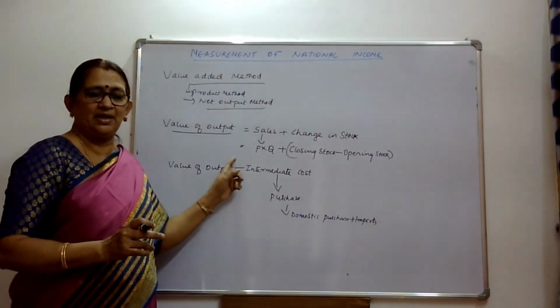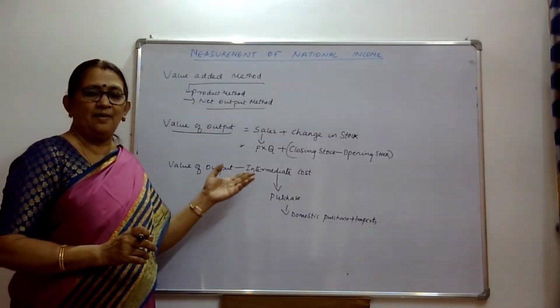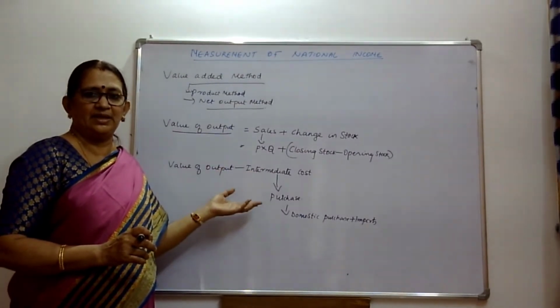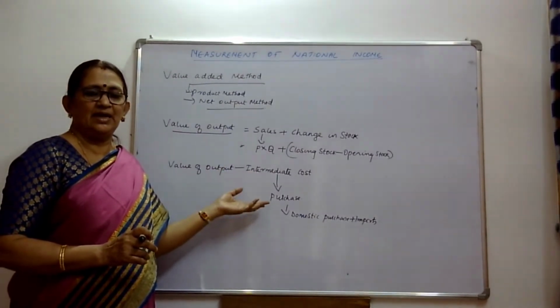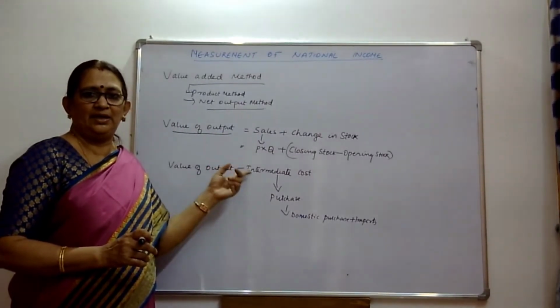And sometimes intermediate consumption won't be given directly. It will be given as purchase from within the country or domestic purchase, then imports. Then you have to add both in order to get the value of intermediate consumption.